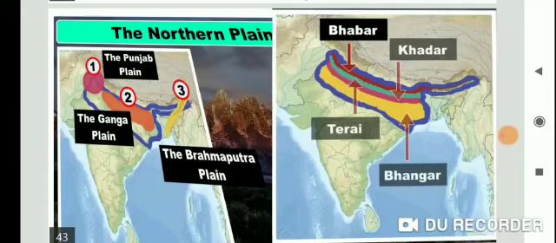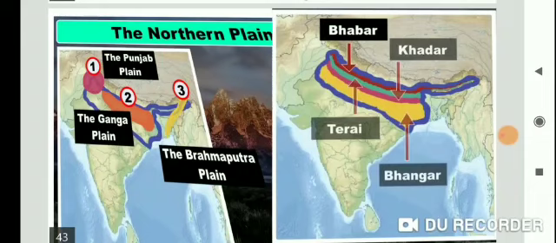Now next we discuss the Ganga plain, which is the middle part. See this map showing the middle part of the plain. It extends from the Ghaggar river in Haryana to the Tista river in West Bengal, through the states of Haryana, Delhi, Uttar Pradesh, Bihar and partly Jharkhand and West Bengal. And last is the Brahmaputra plain, which is the eastern part of the plain.